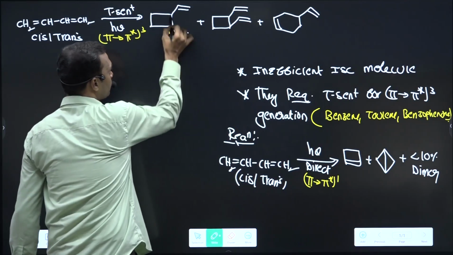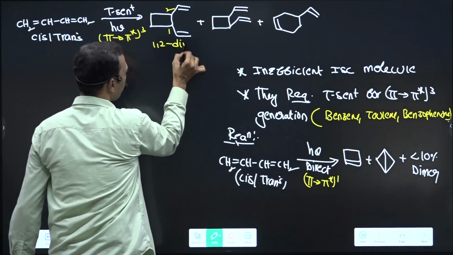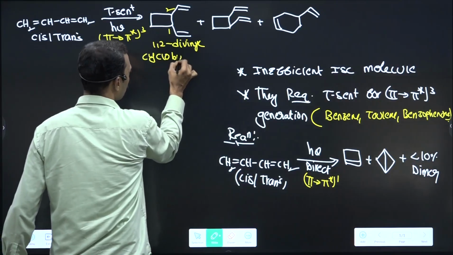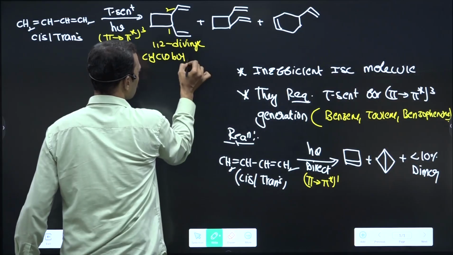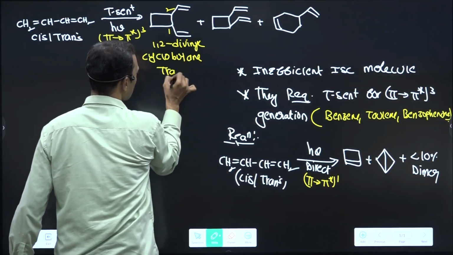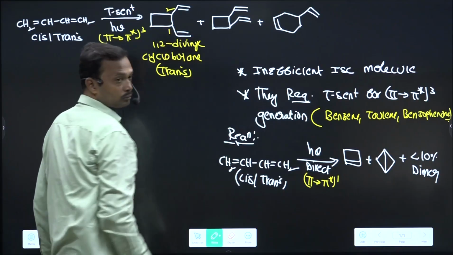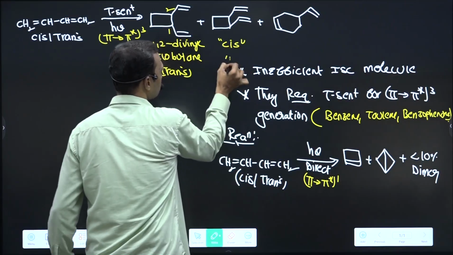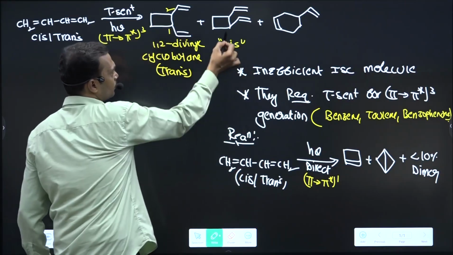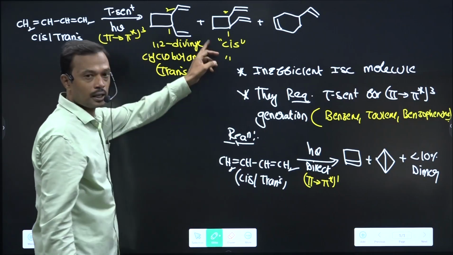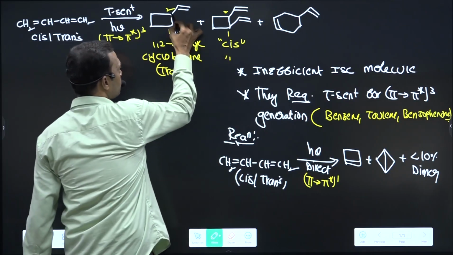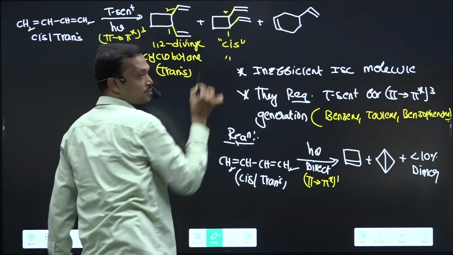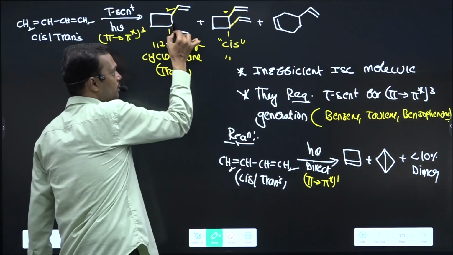So this is called 1,2 divinyl cyclobutane. This is a trans isomer. One bond above, one bond below. Now the name is the same, but it is a cis isomer. The name remains the same, 1,2 divinyl cyclobutane, and it is a cis isomer. So both bonds are on the same side. See how my hand is going. Above, cis. It is a cis isomer and this is the trans isomer.